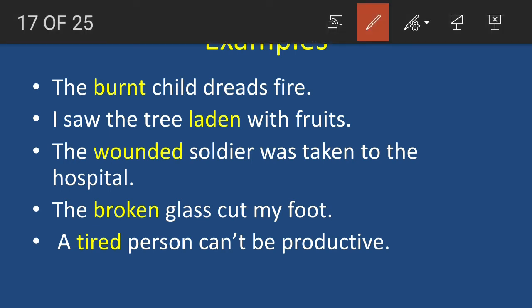The burnt child dreads fire. Now here also you can see, which child? Burnt child. It describes the noun child. It is not the main verb in the sentence. Which is the main verb? Dreads. So burnt is your past participle. I saw the tree laden with fruits.